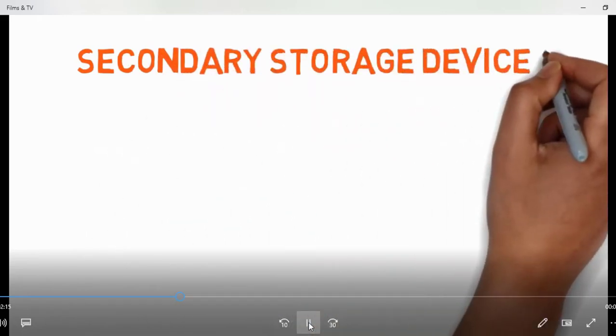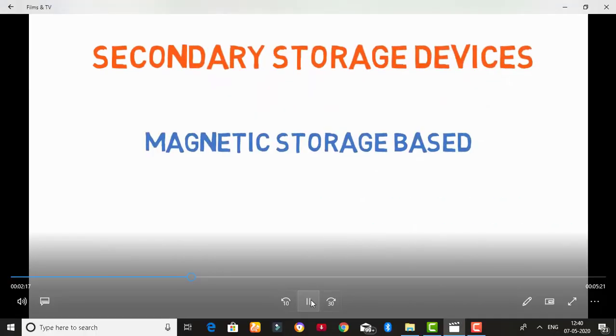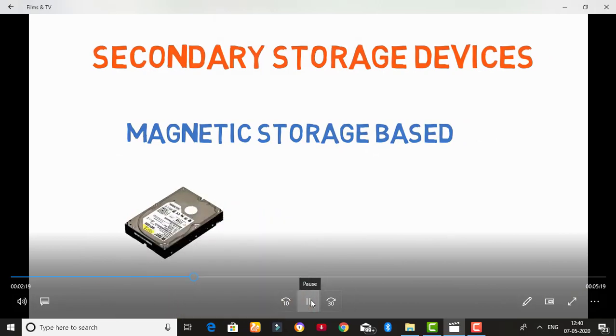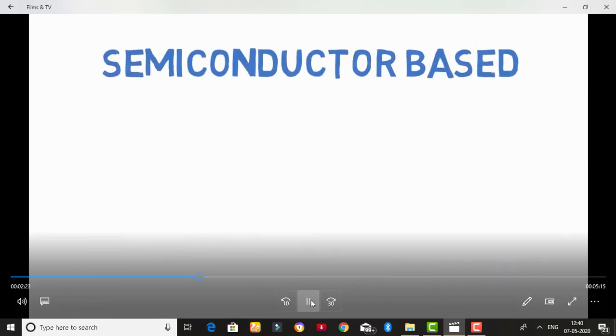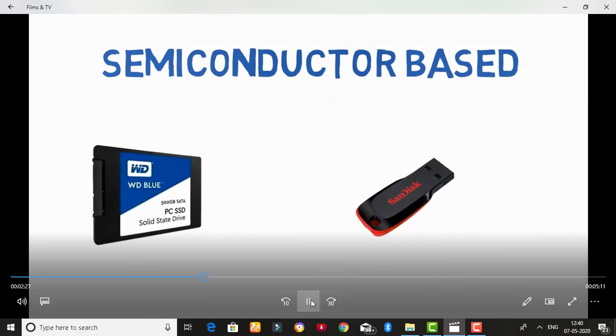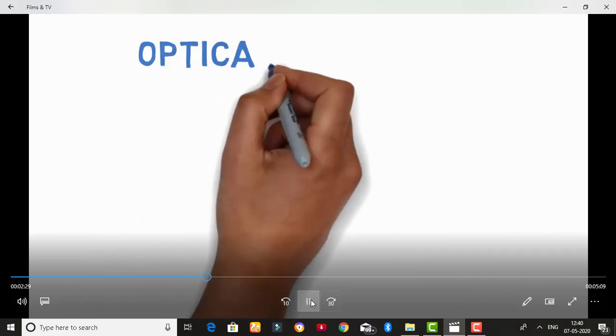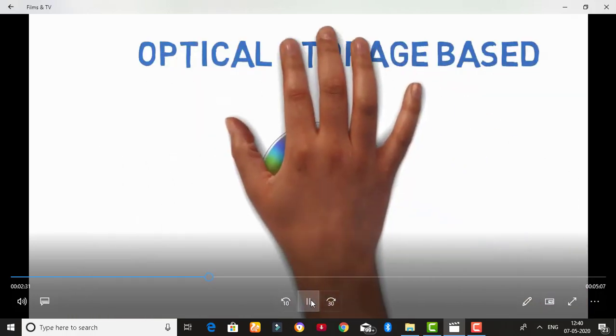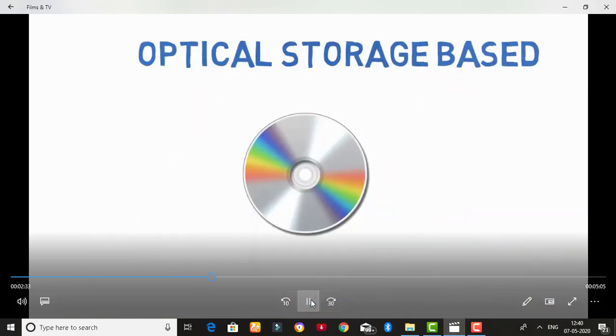Secondary storage devices. The secondary storage devices are the hard disk and the floppy disk. Semiconductor based devices are the flash drive and pen drive. Optical storage based devices are CD-ROMs and DVDs.